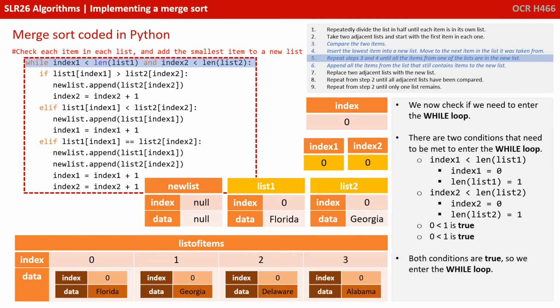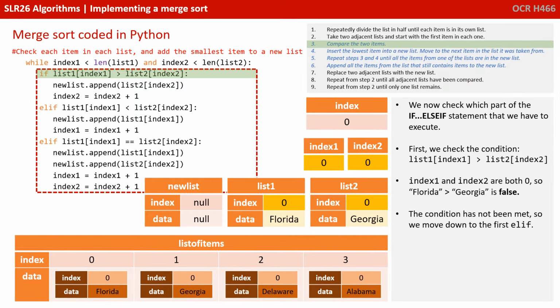We now check if we need to enter the while loop. There are two conditions that need to be met to enter the while loop. Index 1 is less than length of list 1. Well, index 1 is 0 and length of list 1 is 1. And also index 2 is less than the length of list 2. Well, index 2 is 0 and length of list 2 is 1. So 0 is less than 1 is true, and also 0 is less than 1 is true. Both conditions are true, so we enter the while loop inside our merge function.